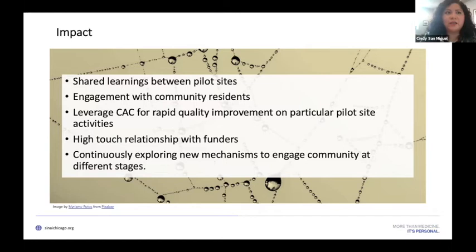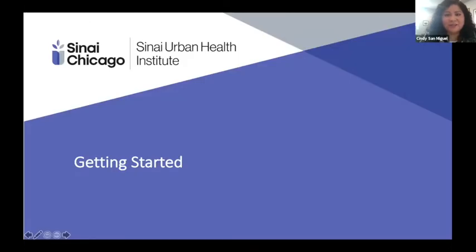And so we appreciate them also accepting that nimbleness that we need in order to respond to this ever-changing project. And we recognize that the work isn't done, right? We're continuously exploring new mechanisms to engage with the community and thinking about, what's next? How else can the community be engaged? How else can we continue to be responsive to what's being presented to us? So with that, I'm going to pass it back to Jackie.